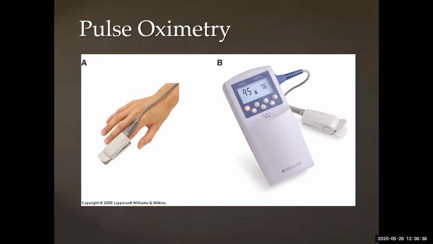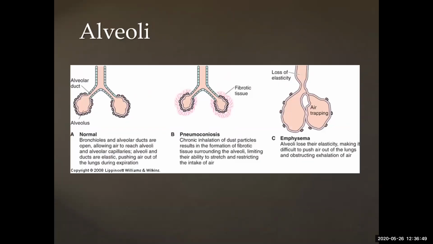This is the pulse oximeter that's going to measure the oxygenation of your blood. You can get little small ones like at Walmart for $30 too. If people have chronic conditions, they measure at home.